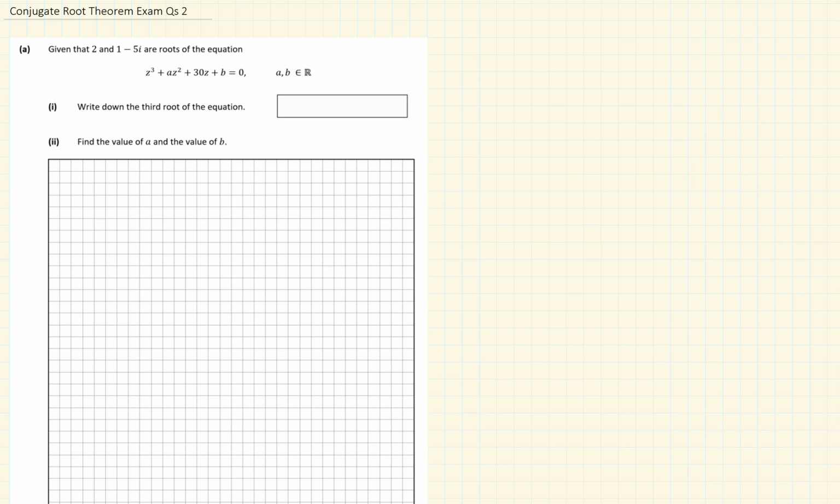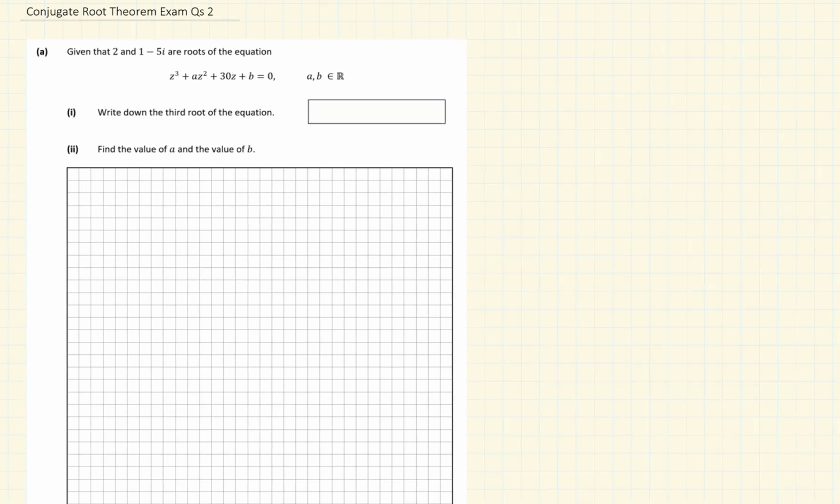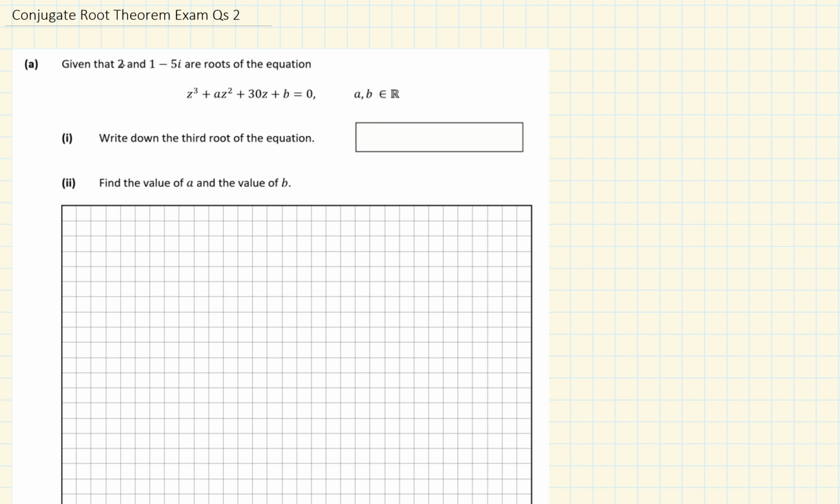Okay, so in this video we are going to have a look at another exam question involving the conjugate root theorem. So we see here we're told that 2 and 1 minus 5i are roots of the equation. They give us the equation, it's a cubic. a and b are elements of the set of reals, that's fine. They want the third root of the equation and then to find the value of a and the value of b.